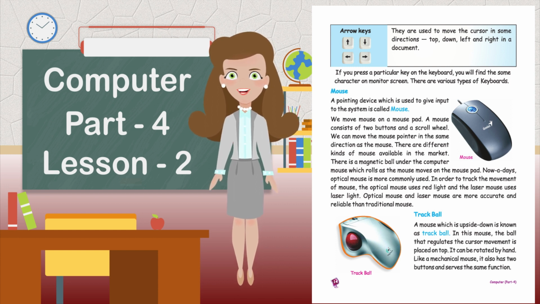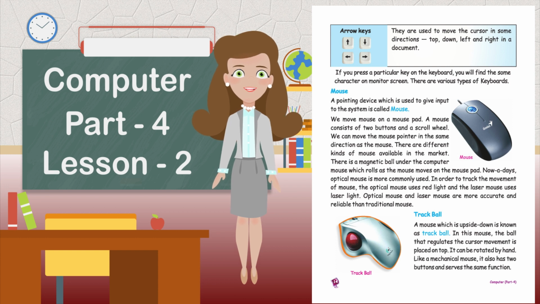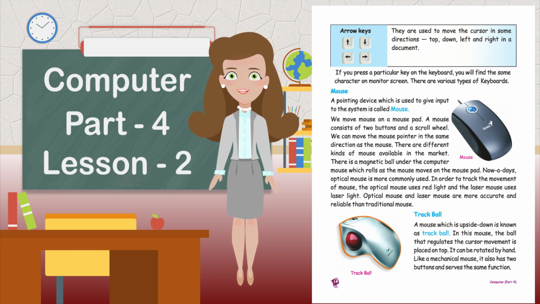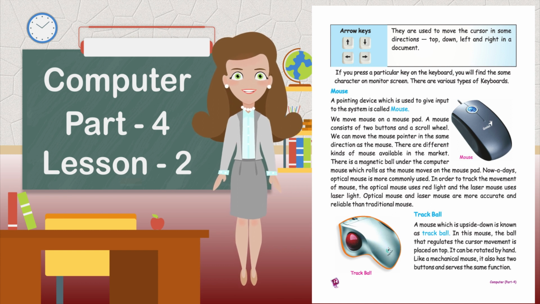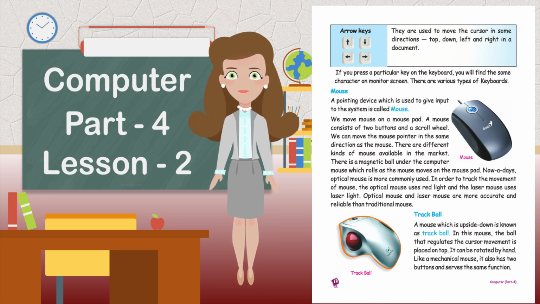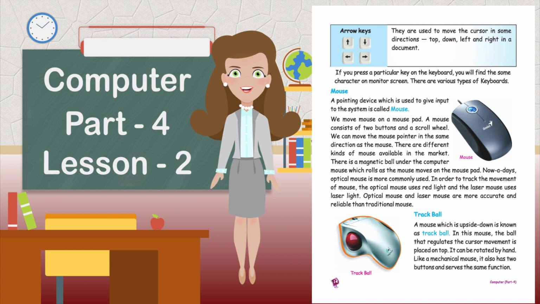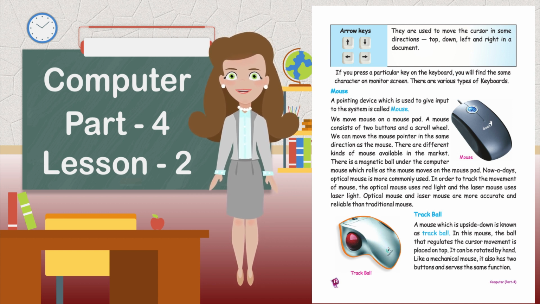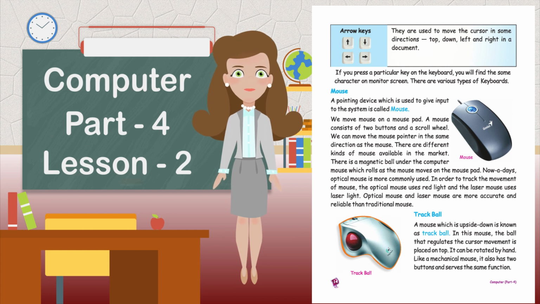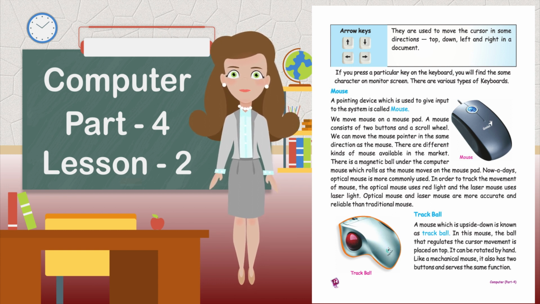There is a magnetic ball under the computer mouse which rolls as the mouse moves on the mouse pad. Nowadays, the optical mouse is more commonly used. In order to track the movement of the mouse, the optical mouse uses red light and the laser mouse uses laser light. Optical mouse and laser mouse are more accurate and reliable than the traditional mouse.